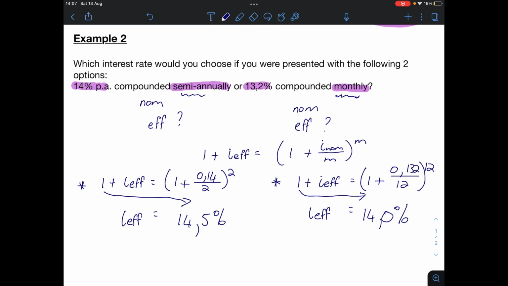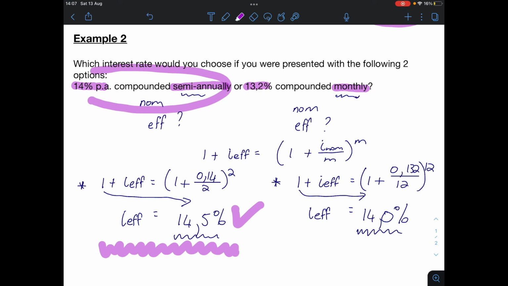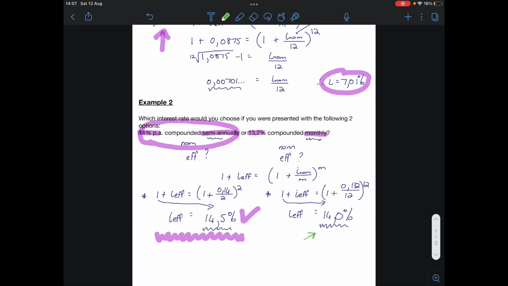So now, essentially, this is so close, but the effective interest here is 14.5, and the effective interest here is 14.0. So which interest rate would you choose if you're presented with the following two options? Well, we can assume that if this is an investment, I would want this one because it's higher. So I would choose this answer. If it was not an investment but a loan, then I would probably choose this one because the effective interest is lower. Okay, so there we have two examples.